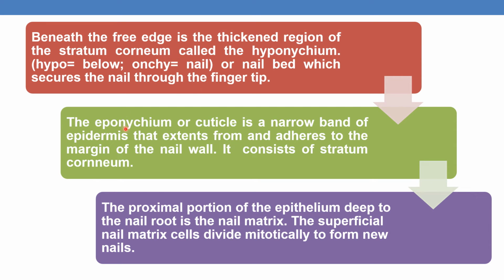The next is eponychium. Eponychium or cuticle is the narrow band of the epidermis that extends from and adheres to the margin of the nail wall. It consists of stratum corneum. The proximal portion of the epithelium deep to the nail root is the nail matrix. The superficial nail matrix cells divide mitotically to form new nails. These are some of the anatomical points regarding nails.